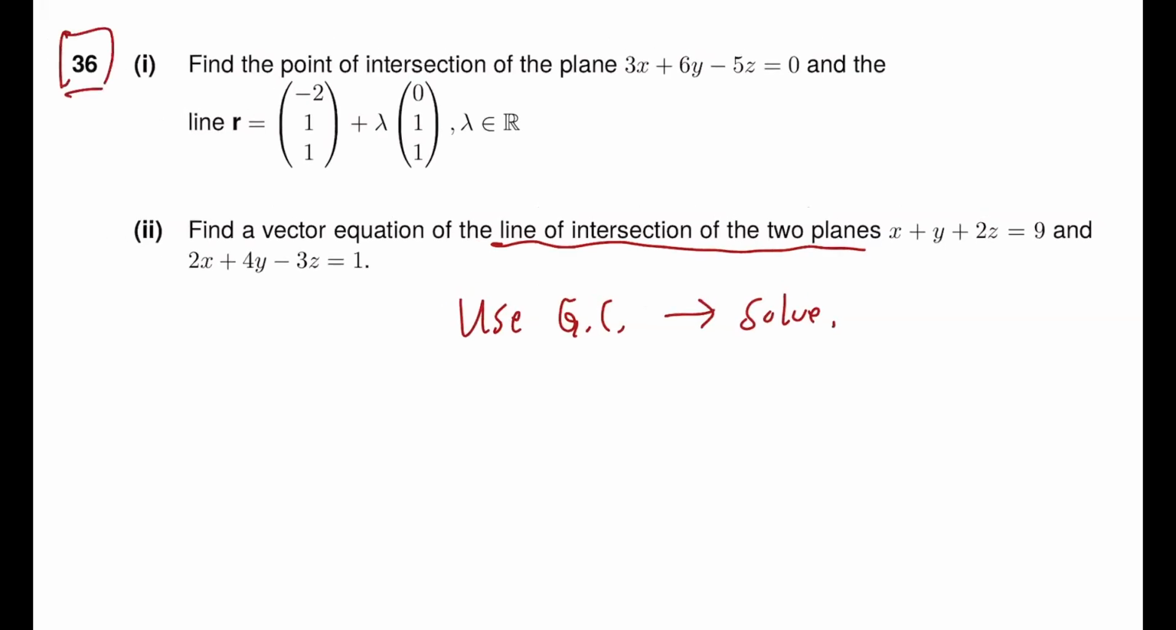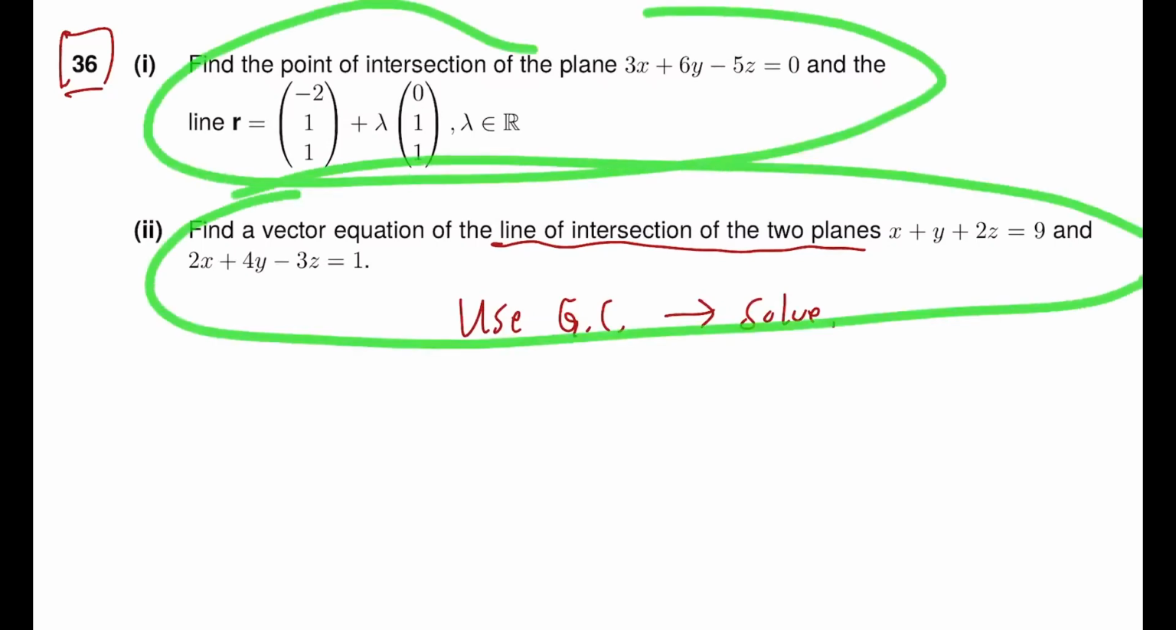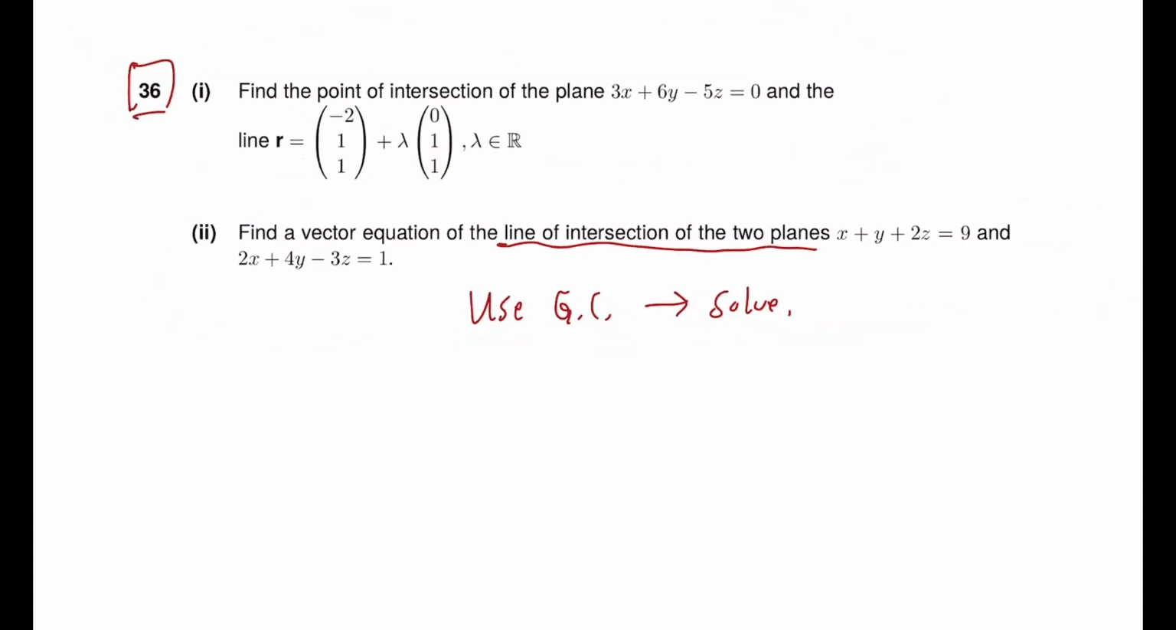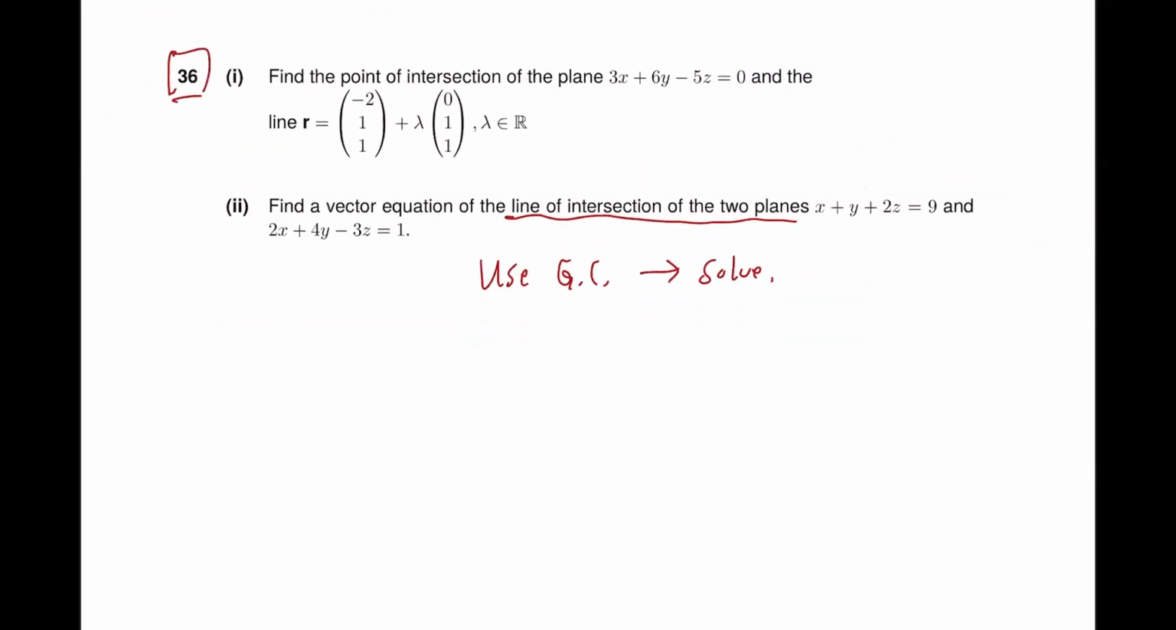So let's see. Question 36. Could you make sure you have the question with you, because I'll be changing to the GC soon. Yeah, make sure you have the PDF open. So I'm just gonna solve it over here. Let's do part 1. Find the point of intersection of the plane and the line. So very simple. Whenever you've got a plane in the Cartesian form, it is not useful. Please always convert into the normal form.